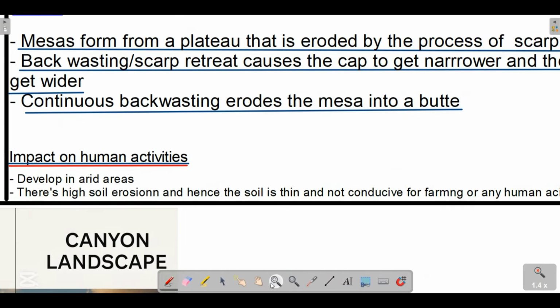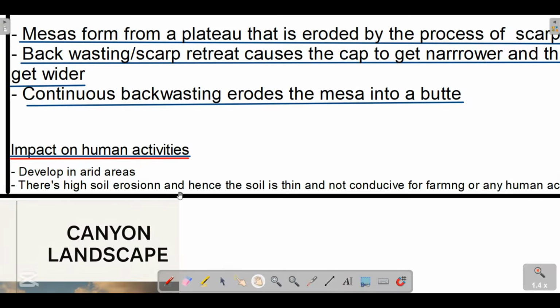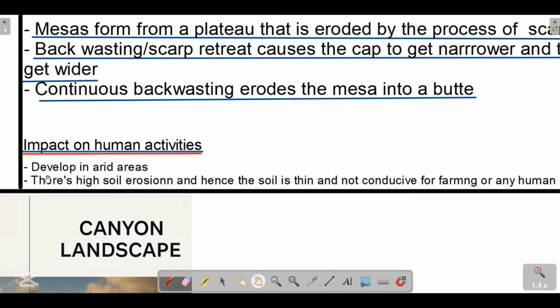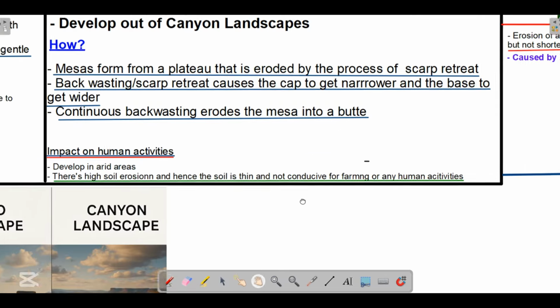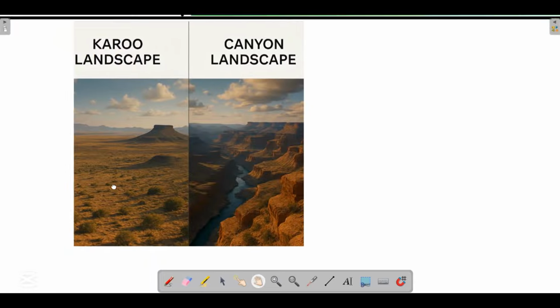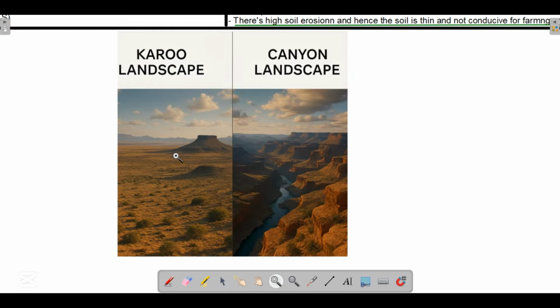And then the impact that these have on human activities is that these develop in arid areas, as do the canyon landscapes, and there's high soil erosion here, hence the soil is thin and is not conducive for farming or any human activities. But tourism, though, I should have added tourism there. People come for these types of landforms or landscapes, I mean.